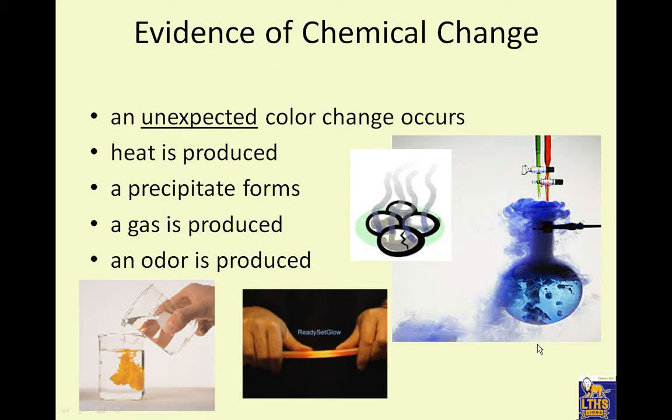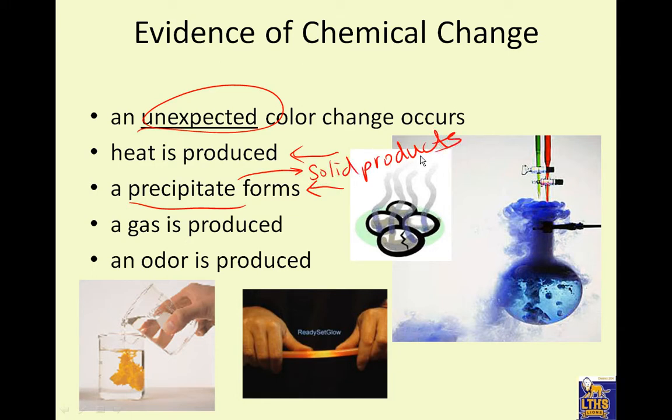All right, so how do you know a chemical change happens? Well, there could be an unexpected color change. If I mix something blue with something yellow, I would expect green. But if I mix two clear things and I see yellow, that's probably an unexpected color change. Other signs of chemical change: heat's given off in a lot of chemical reactions. A precipitate forms. Remember that word, precipitate. A precipitate means a solid product from two solutions. Solid product. Make sure you know that.